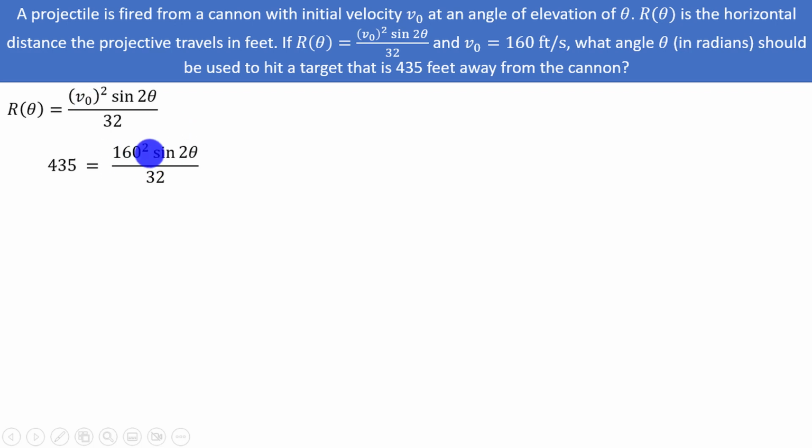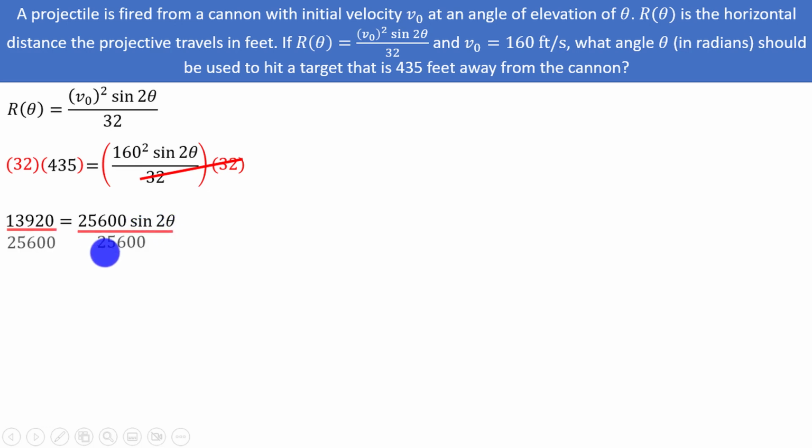We would like to solve for theta, so let's start by multiplying both sides of the equation by 32. The 32's will cancel on the right-hand side, and we have 32 times 435, which is 13,920, on the left-hand side, and 160 squared, which is 25,600, times sine of 2 theta on the right-hand side. Dividing both sides by 25,600, we get 0.54375 on the left-hand side and sine of 2 theta on the right-hand side.